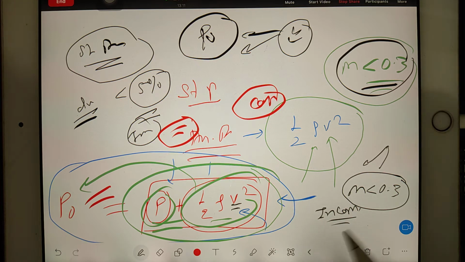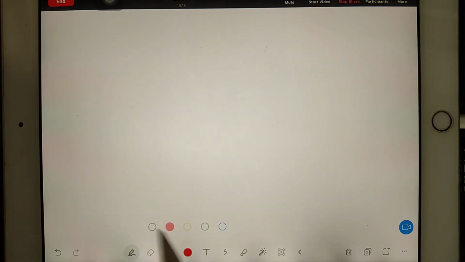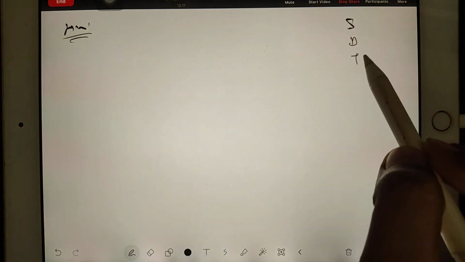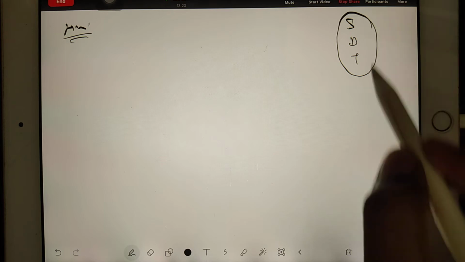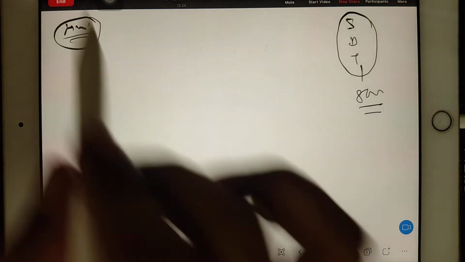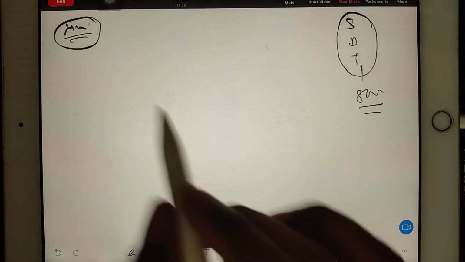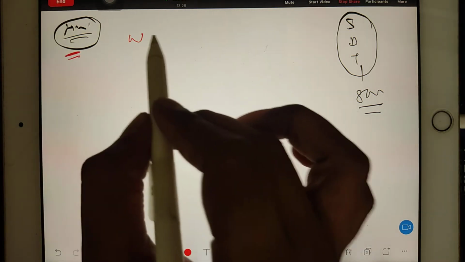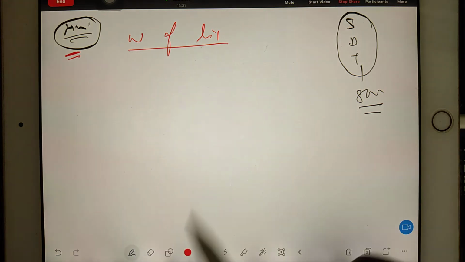Okay, now the next point is, what is hydrostatic pressure? Static is clear, dynamic is clear, total is clear. After this I will explain stagnation pressure, but before that, you need to understand what hydrostatic pressure is. Actually, see, hydrostatic pressure is because of the weight of the liquid. What is the weight of the liquid?